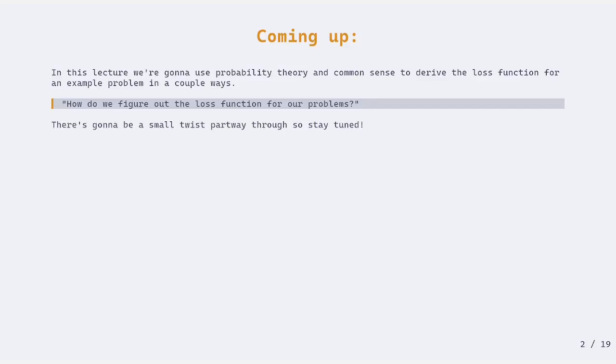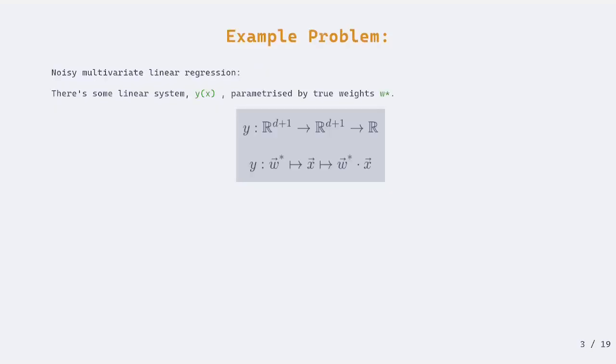And there's also going to be some pretty obnoxious maths, but it's mostly horrible, chaotic notation rather than anything too difficult or strenuous. So we're going to use an example problem for this presentation, and this is noisy multivariate linear regression. There's a linear system that is parameterized by some true weights W star.